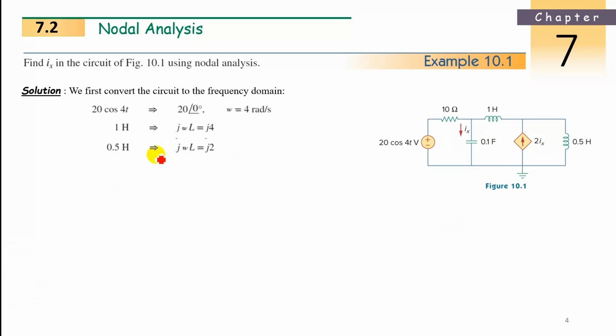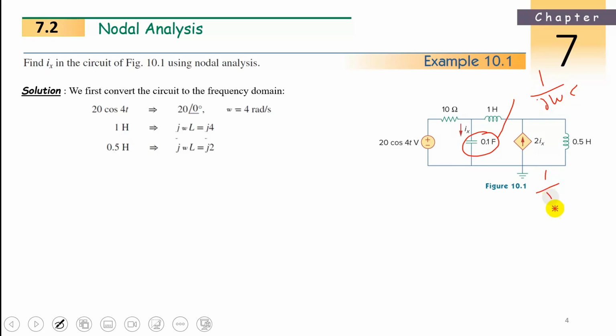Here, next is this one. This is nothing but 1 by j omega C. So what will it become? 1 divided by j, that will become, with 0.1 into 4, 1 divided by j 2.5. Now 1 divided by j, how can I write? 1 divided by j, multiplied by j divided by j.